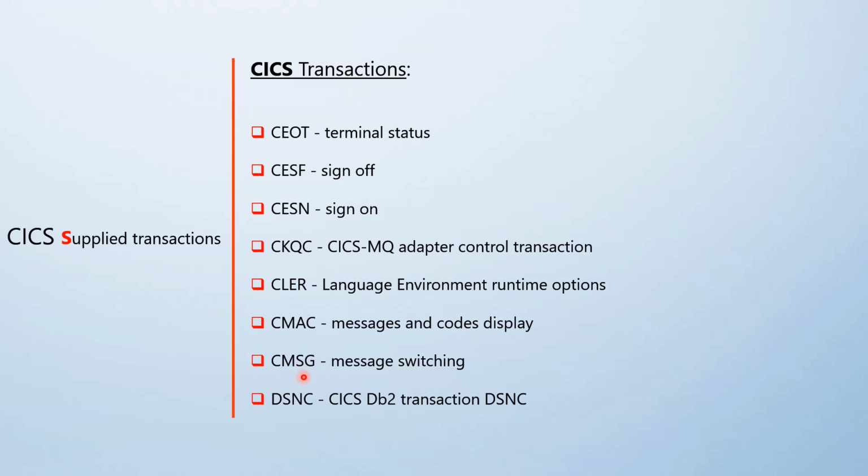Okay, and CMSG is used for message switching, where you can send messages to a different terminal, or a user, provided he is logged into that CICS region. And you have another transaction called DSNC, which is used to display information related to CICS DB2 connections and the threads. You can use this, or you can use CEMT as an alternate. Even CEMT provides CICS DB2 related information.